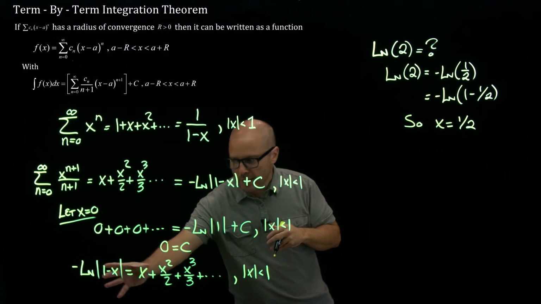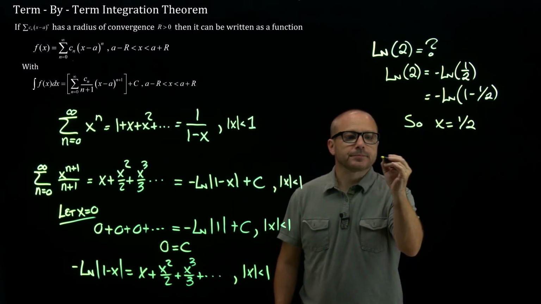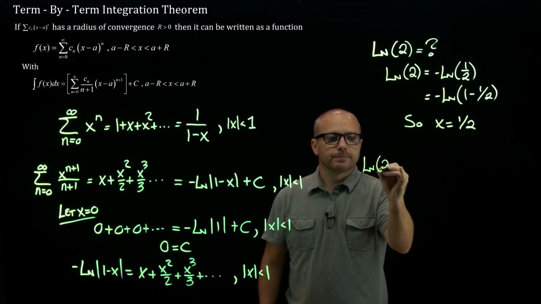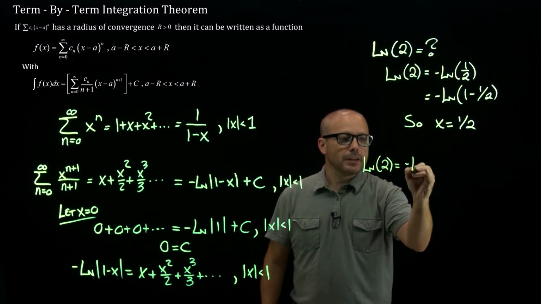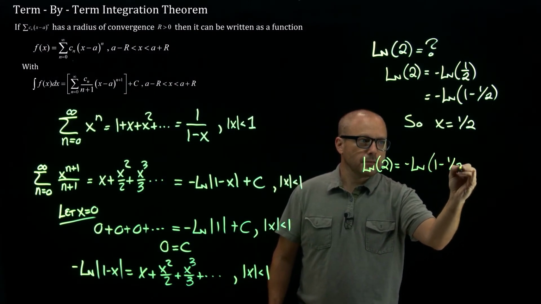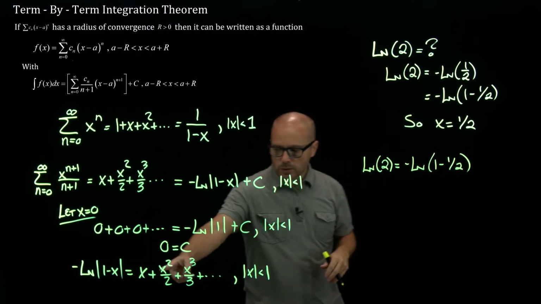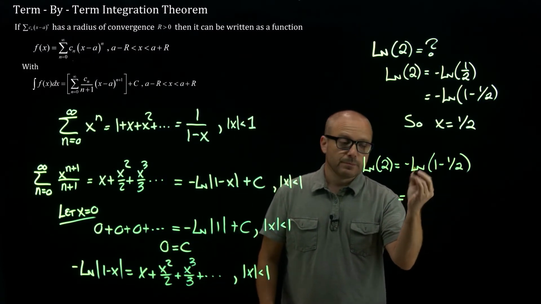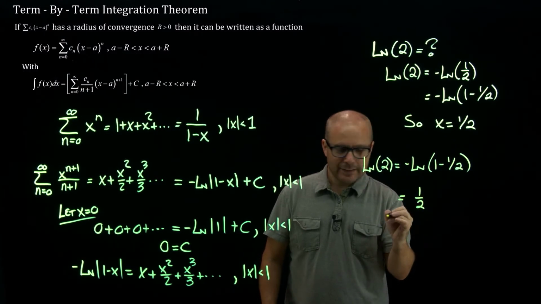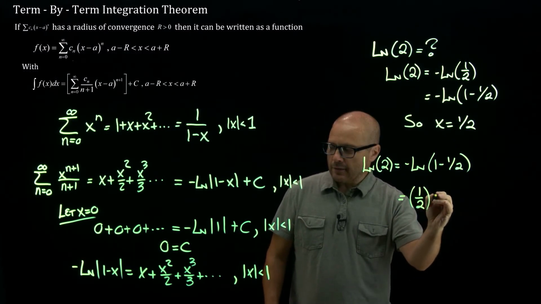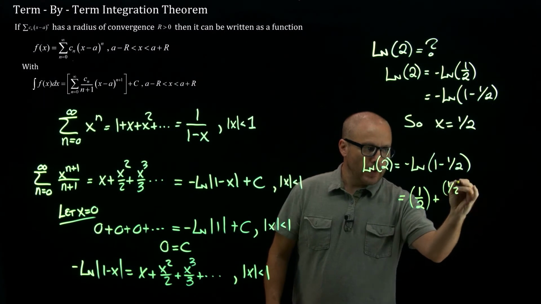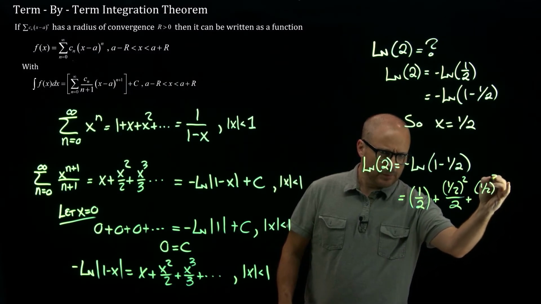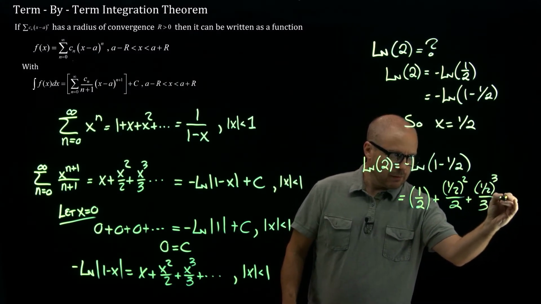It means that right here, negative natural log, we know that natural log of 2, which I argued is the same as negative natural log 1 minus a half, is equal to what you get when you plug in a half into this polynomial. Power series, technically, because it's infinitely long. So 1/2 plus 1/2 squared over 2 plus 1/2 cubed over 3, and so on.